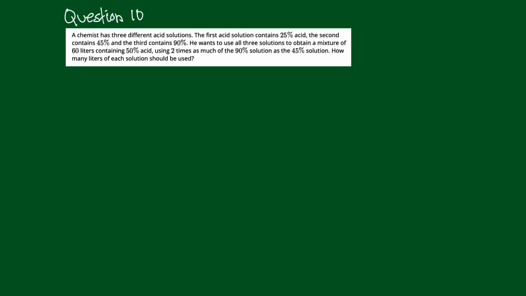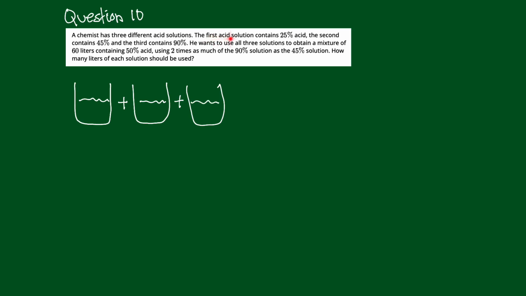Question 10, another solutions problem. This time we're given that a chemist has 3 different acid solutions. So we're going to have 3 variables now, so we need 3 equations. I think I'm going to use Wolfram Alpha to solve this. So let's get our equations. I'm going to draw pictures of these. I think we're going to end up mixing these things together, so I'll just draw my beakers, anticipating this is going to happen.